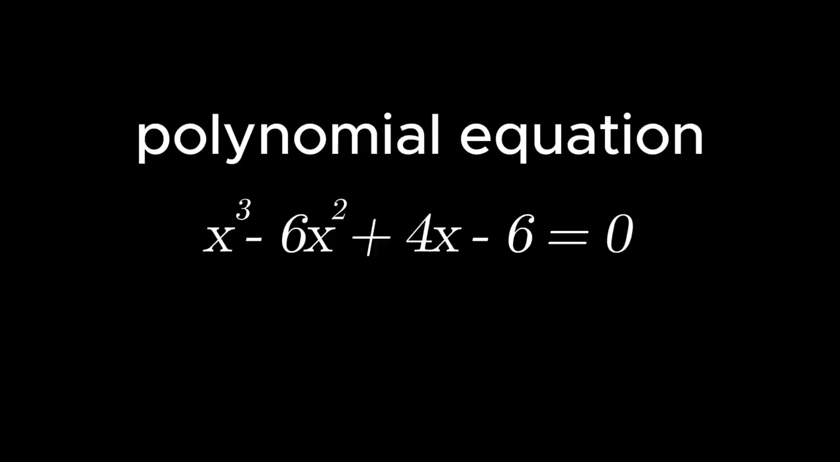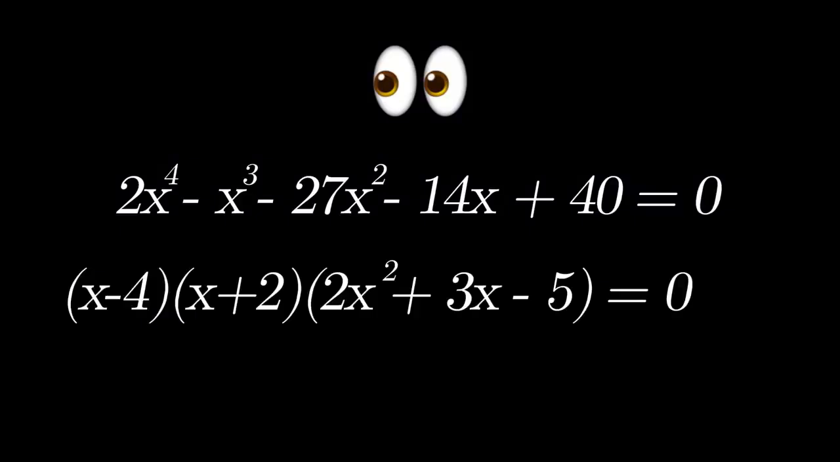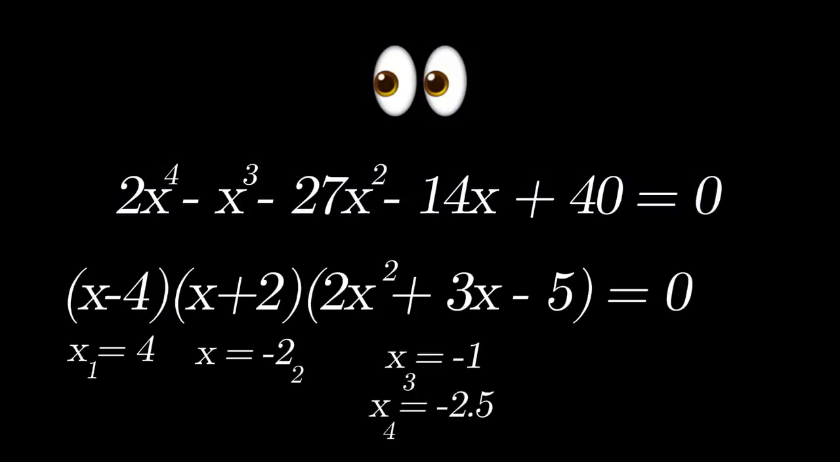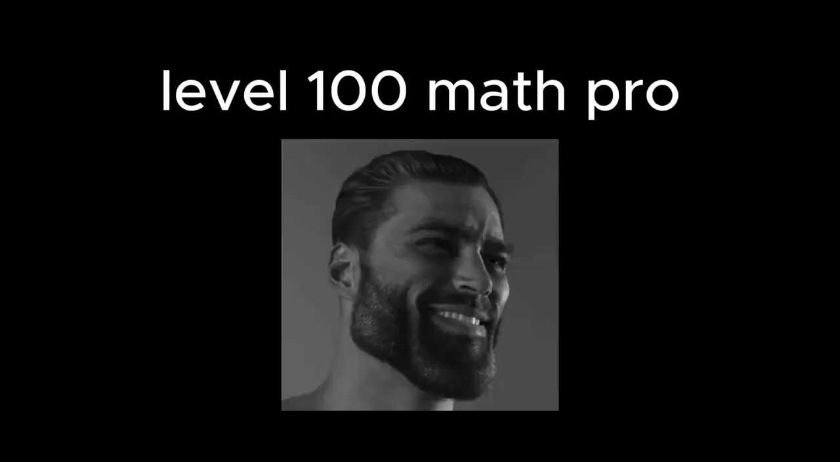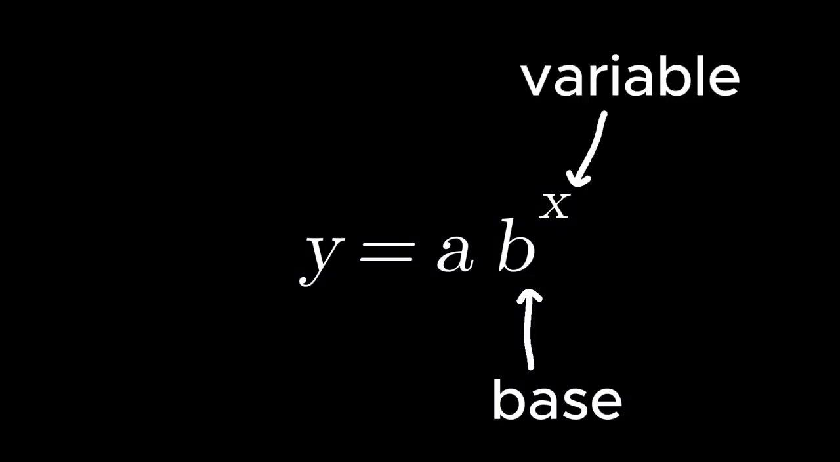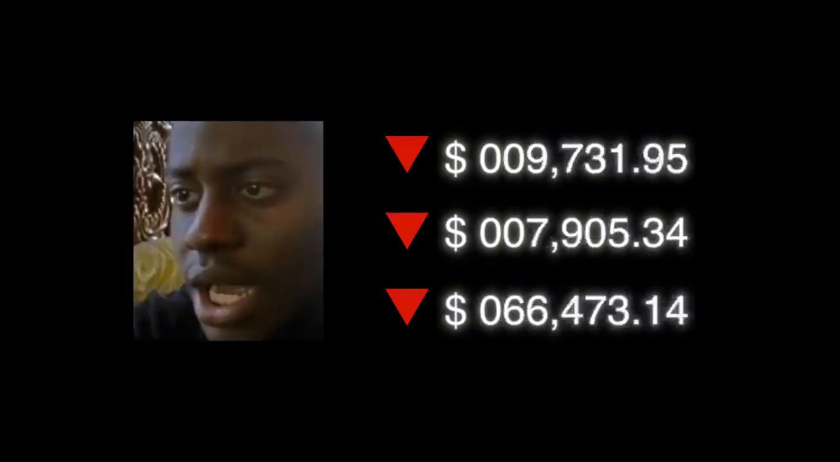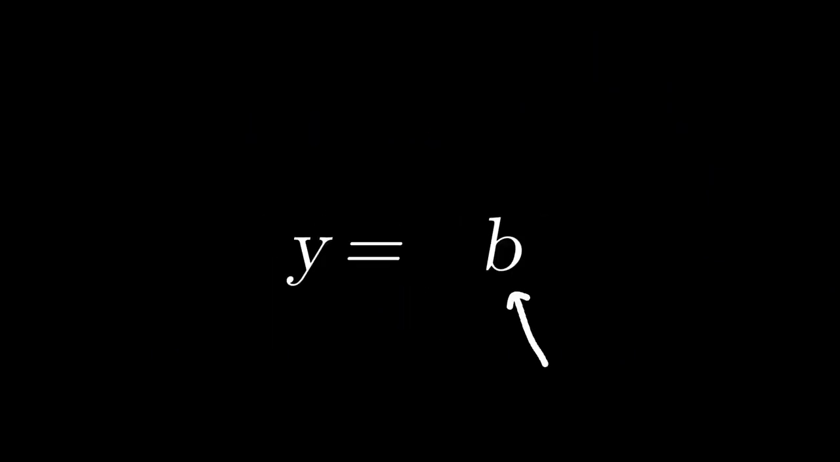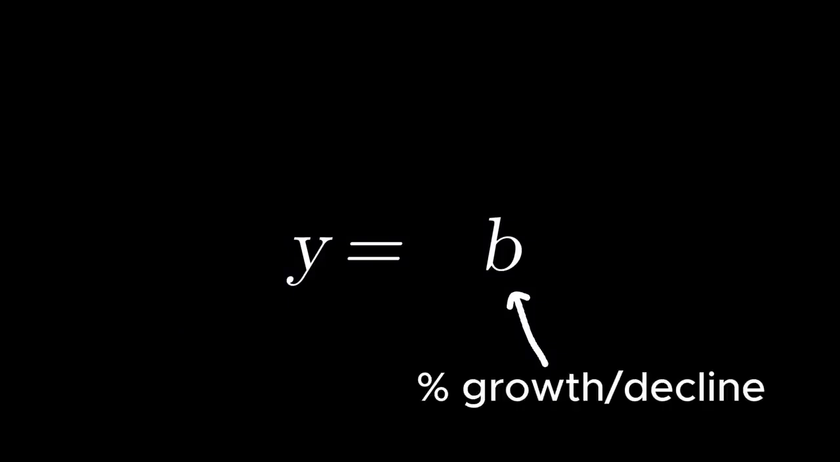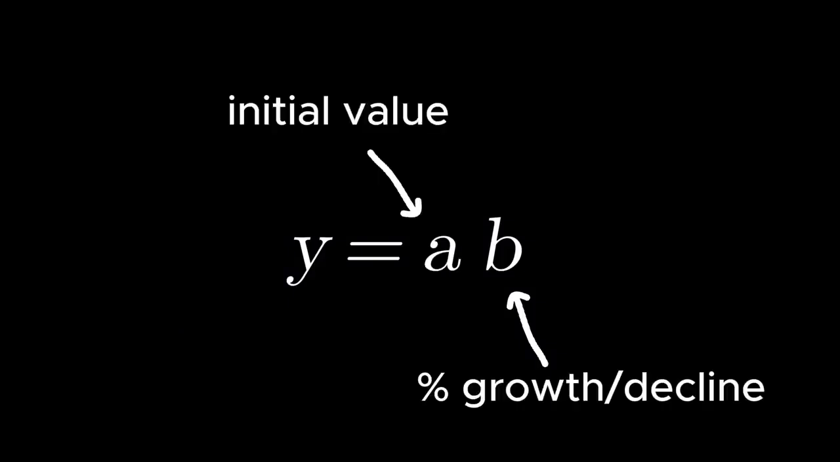Now, when it comes to the polynomial equation, things can get weird. Except if you're 4 steps ahead and see that we actually can factorize the equation and again solve each of them separately. Oh yeah, did I mention that there's also equations that have a constant, or as they say, a base raised by a variable? They're called exponential equations and tell us how a starting value grows or declines exponentially at a certain rate. The base of the formula tells us the rate of growth or decline. The constant tells us the initial value, and the exponent tells us for how long it grows.